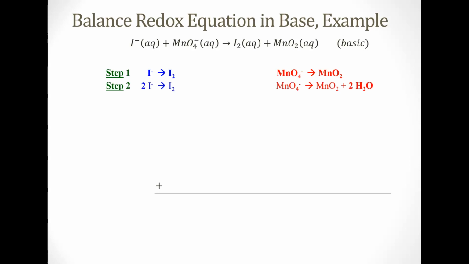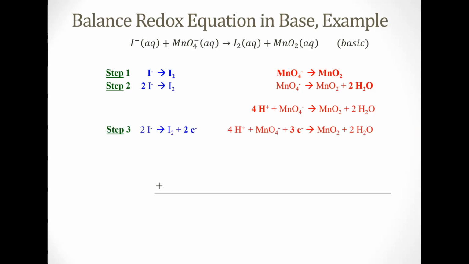So we need 2 iodide ions to balance the diatomic iodine. And also, since we have 4 oxygens on the reactant side for the permanganate and only 2 oxygens on the product side, we need to introduce 2 molecules of water to introduce the 2 oxygens. However, while we have fixed our oxygen problem, we've created a hydrogen imbalance. We've added 4 hydrogen atoms on the product side, so we must add 4 hydrogen ions on the reactant side.